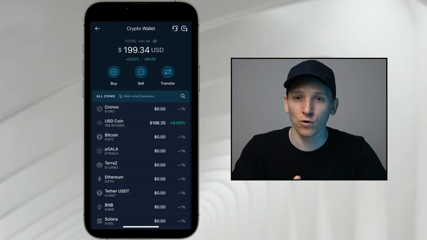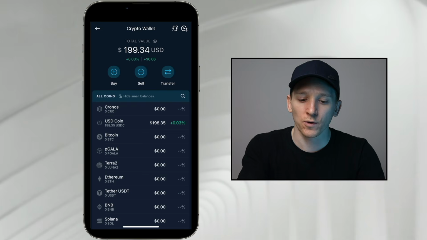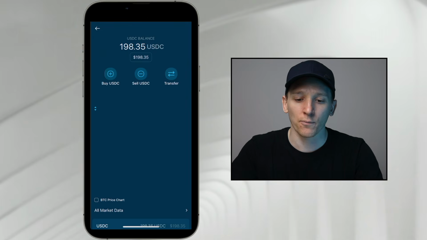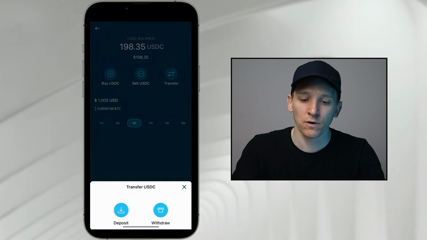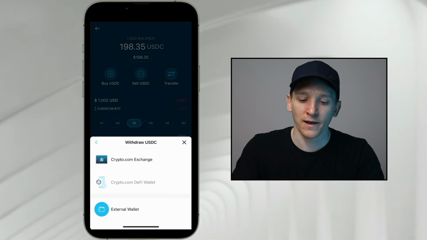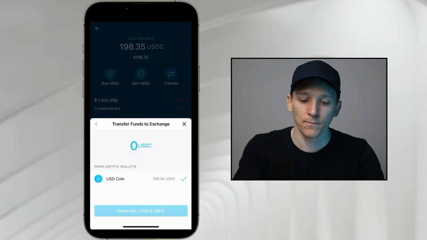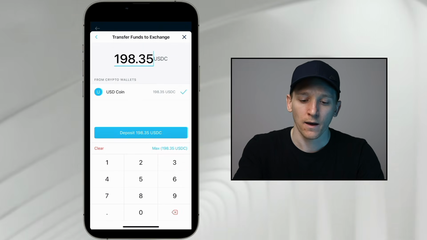If you have assets in your Crypto.com app account, so I've got some USD Coin here, which is USDC, I'll press this. I've got a balance. I'm going to press transfer. I'm going to press withdraw. And then it shows me right here, Crypto.com exchange. So I'm going to press that. And then I can put an amount in that I send over, and then press deposit.